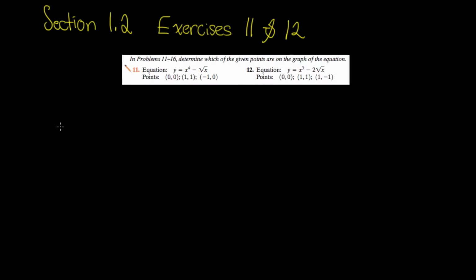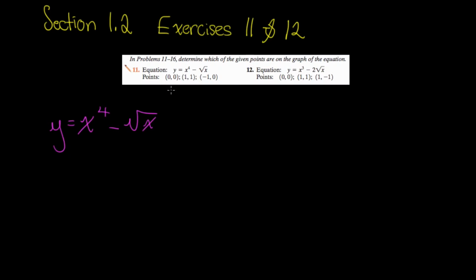Okay, so here we are in section 1.2 of Sullivan's Precalculus, getting into the exercises, and we're going to do 11 and 12 right now. It says determine which of the given points are on the graph of the equation. So here's the equation for 11, y equals x to the 4 minus the square root of x. And then we're given the points (0, 0), (1, 1), and (-1, 0).